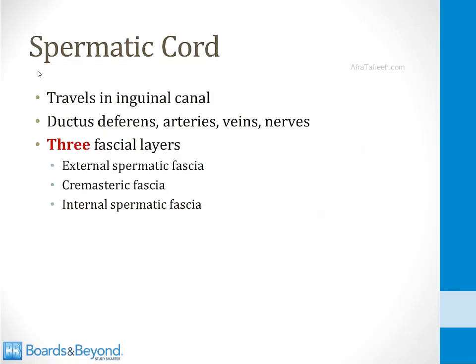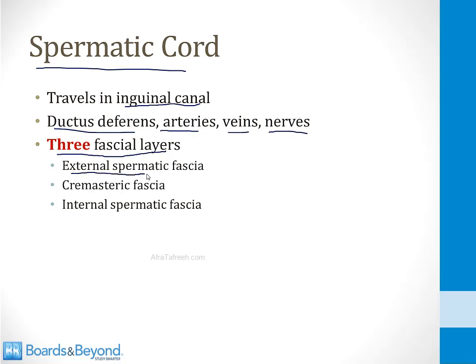So as you just saw, the spermatic cord travels in the inguinal canal, and the contents of the spermatic cord include the ductus deferens as well as arteries, veins, and nerves. There are three fascial layers to the spermatic cord, and this will be important later when we talk about types of hernias. The most external fascial layer is called the external spermatic fascia, appropriately. The middle layer is called the cremasteric fascia, and the inner layer is called the internal spermatic fascia.